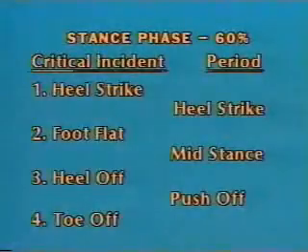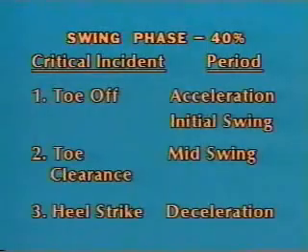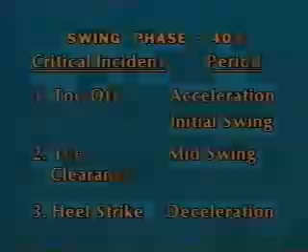Stance phase and swing phase may both be further broken down into components known as critical incidents, allowing the examiner to further define the abnormal aspect of gait. It will subsequently be seen that different pathologies affect different components of either the stance phase or the swing phase.